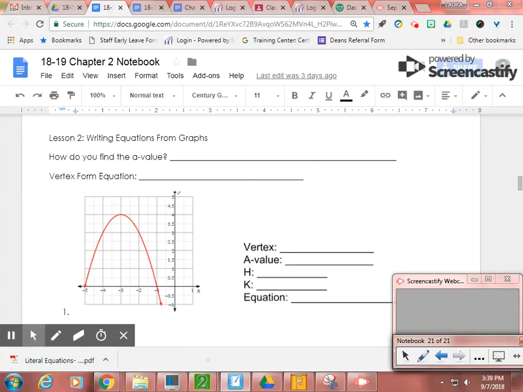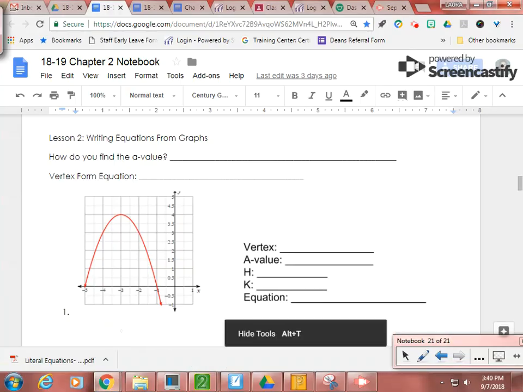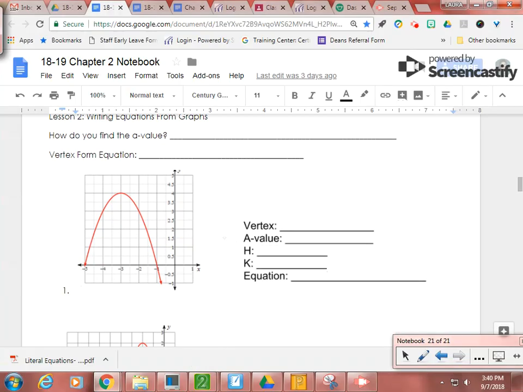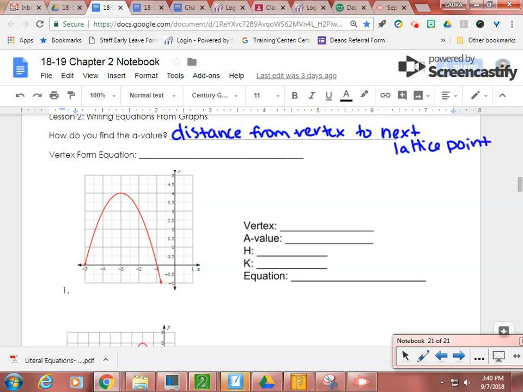Lesson 2 is on writing equations from graphs. So how do you know what your a value is? That's the hardest part to find. Your a value is going to be the distance from the vertex to the next lattice point. And what it means to be the next lattice point is like the next nice point.